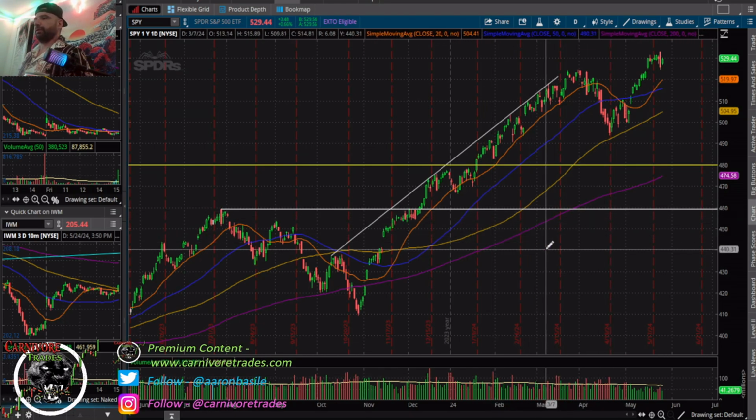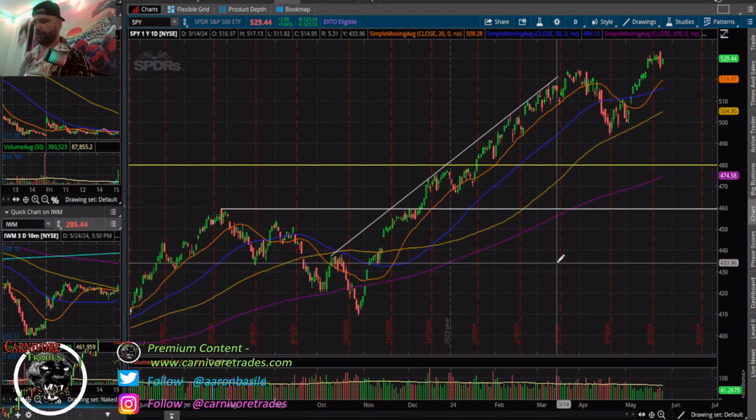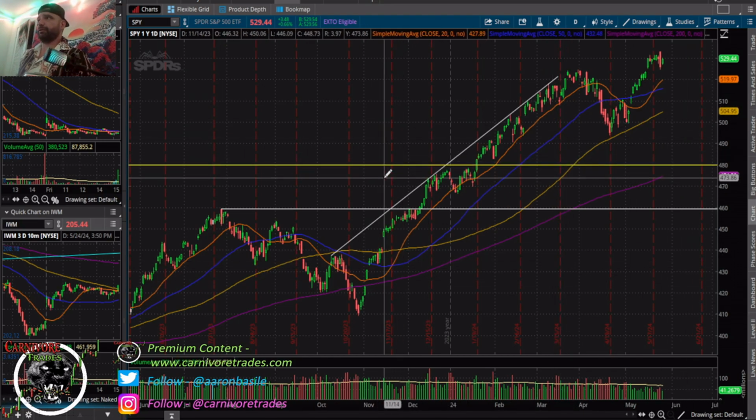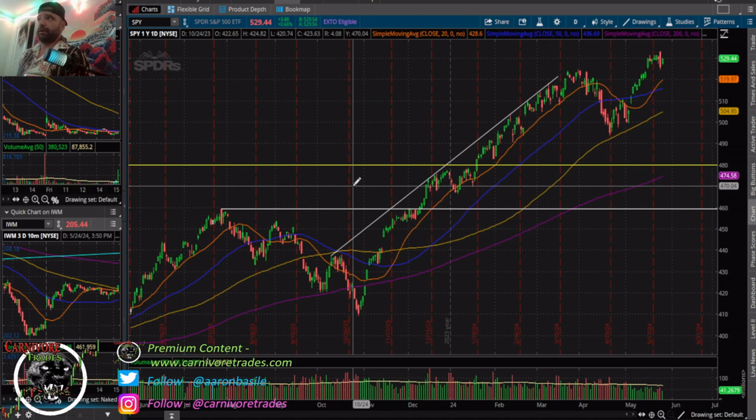Now, trend lines are very interesting because it's definitely one area of the market where it's more art than science, right? So, I see charts, I follow a lot of guys, and everybody has their own kind of rules and criteria for drawing them.